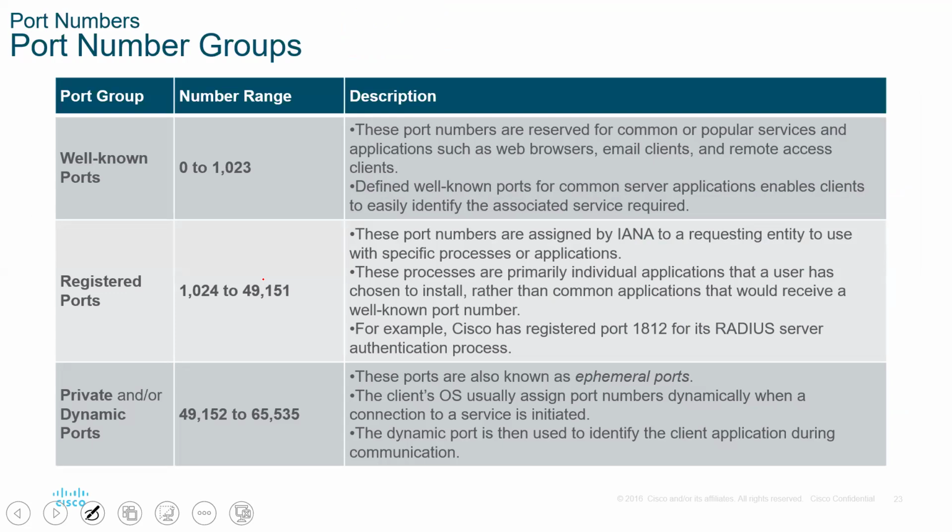But there are groups of port numbers that we need to know. We have the well-known port numbers, we have the registered port numbers, and then we have the private or dynamic port numbers. The well-known port numbers are reserved for common or popular services and applications such as web browsers, email clients, remote access, and so on and so forth. All right. They define well-known ports for common server applications, enabling clients to easily identify the associated service required. It ranges between 0 to 1023.